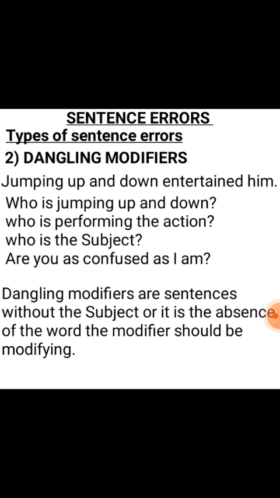Yeah, so thank you. So let's move to dangling modifiers. Jumping up and down entertained him. Who's jumping up and down in this sentence? Who is performing the action? Who is the subject? Are you as confused as I am? Oh yes, I know that you're confused.